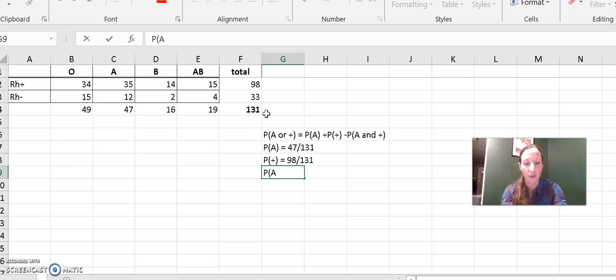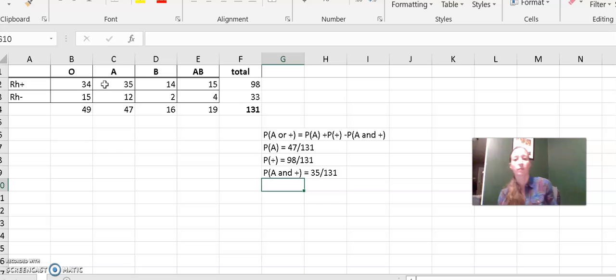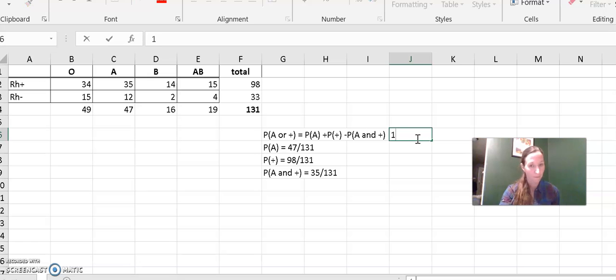and the probability of A and positive is 35 over 131. So in order to plug these in, I'm going to add 47 and 98 and subtract 35, and I get 110 divided by 131.